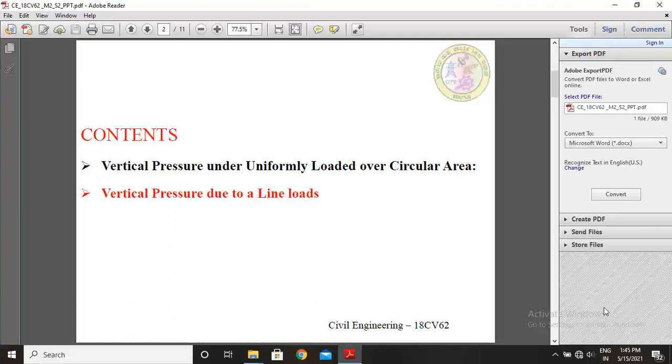Contents. Today's session 2 contents are vertical pressure under uniformly loaded circular area, and the second content is vertical pressure due to line loads. So today's class is to explain in detail how to use the stress distribution concepts to determine vertical stress for the given loads in circular area, as well as due to line loads, how to calculate sigma z, that is vertical stress.